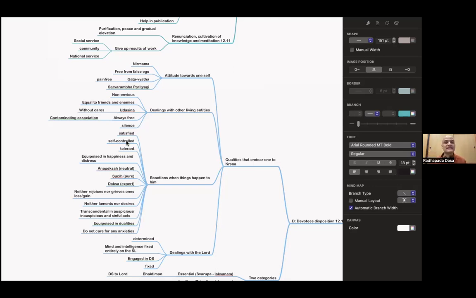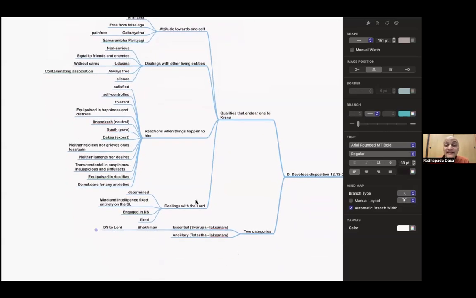So what is Bhagavad Gita teaching us? Bhagavad Gita is teaching us to stay neutral, to stay fixed amidst all these changes. How? By identifying our role as subordinate to Krishna, as Krishna's servant. Then a devotee does not care for any anxieties. Dealings with the Lord, he's very determined when it comes to practicing bhakti. Mind and intelligence are fixed entirely on the Supreme Lord, a bhaktiman engaged in devotional service and fixed.